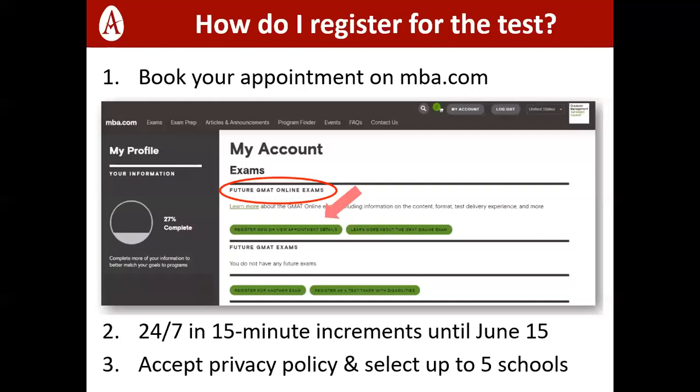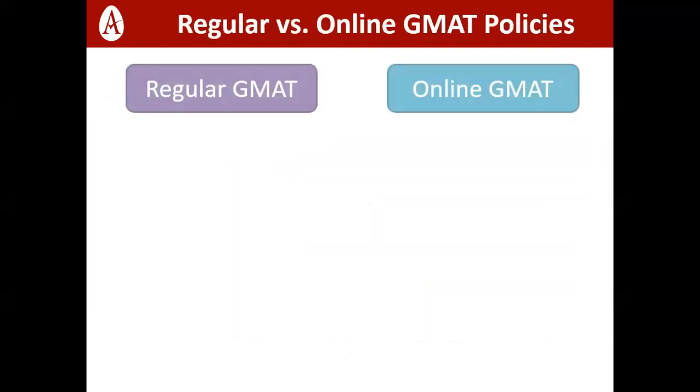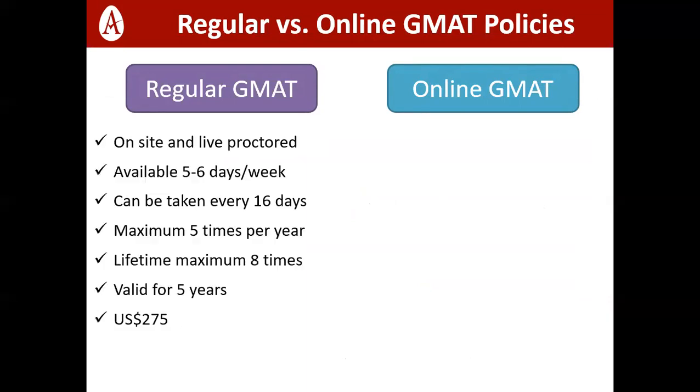Now let's talk about some of the important policies about the regular exam versus the online exam. The regular exam is delivered on site, and of course it's proctored live. There are live people who are monitoring your exam. It's available generally 5 or 6 days a week, and it can be taken every 16 days, a maximum of 5 times per year. There's a lifetime maximum of 8 times, and the scores are valid for 5 years, and the exam costs $275.